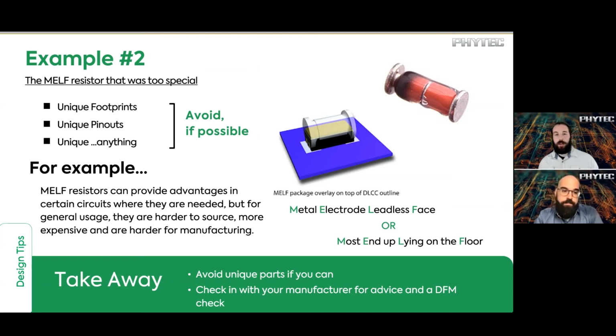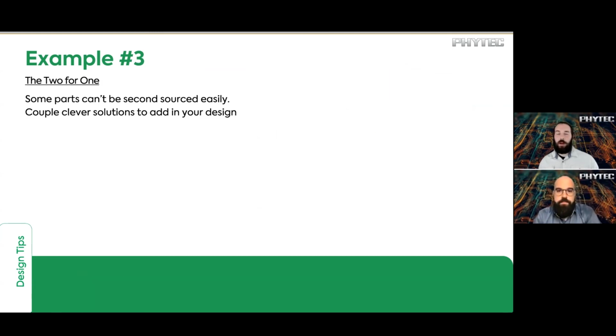All right, so we've talked about reaching out, making sure to choose designs that are correct, and second sourcing, designing parts that are not unique. What happens if some part is unique and you need to use it in your design? Some parts can't be second sourced easily.